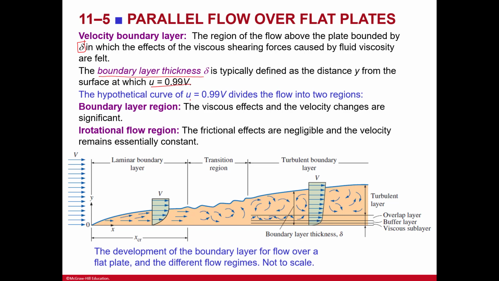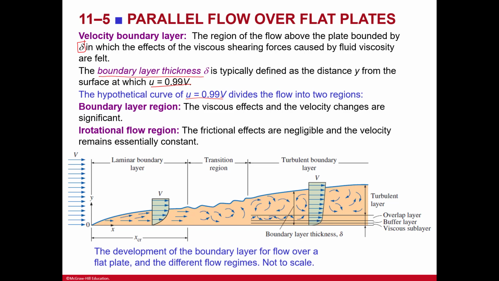And then the hypothetical curve of u equals 0.99 V divides the flow into two regions. Those two regions are the boundary layer region, where the viscous effects and the velocity changes are significant, and the irrotational flow region, where the frictional effects are negligible and the velocity remains essentially constant.